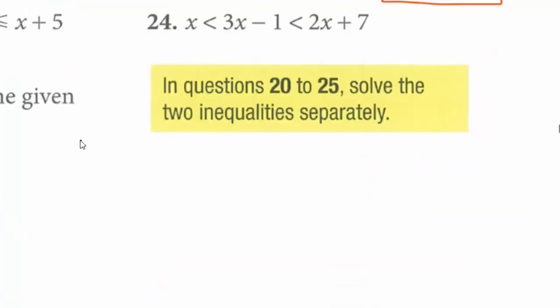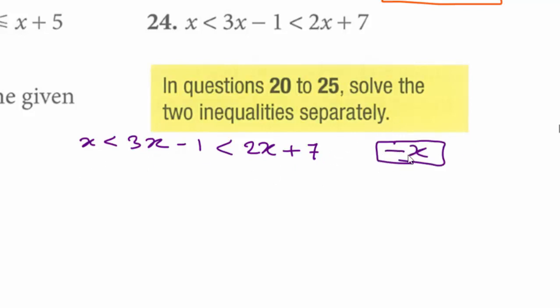x is less than 3x minus 1, and it's less than 2x plus 7. Now to solve this, firstly we can subtract x from all the parts of this inequality. Minus x, minus x, then you will see here x minus x is 0, is less than 3x minus 1. 3x minus x will be 2x minus 1. 2x minus 1 will be x plus 7. Now we got 0 is less than 2x minus 1, and it's less than x plus 7.